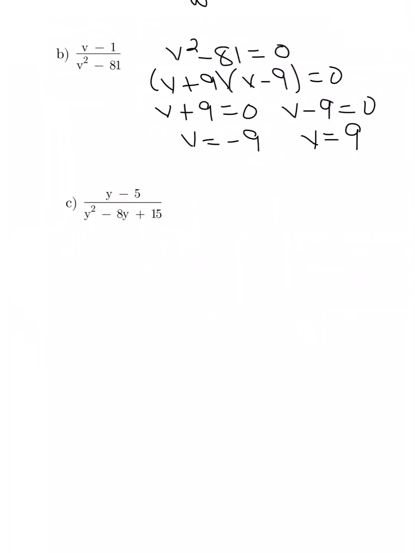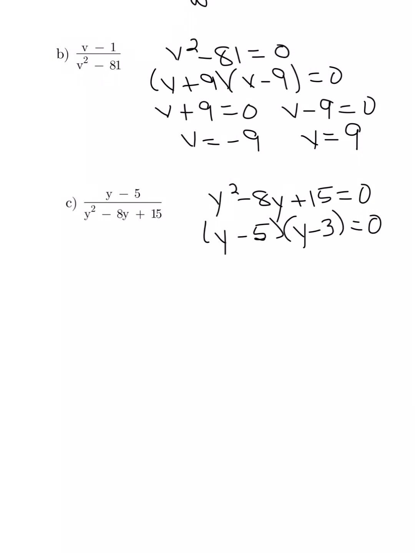On our next expression, we have y minus 5 over y squared minus 8y plus 15. We're going to set the denominator equal to 0. This denominator factors into y minus 5 times y minus 3 equals 0. Set each factor equal to 0, and we get y equals 5 and y equals 3 as our excluded values.